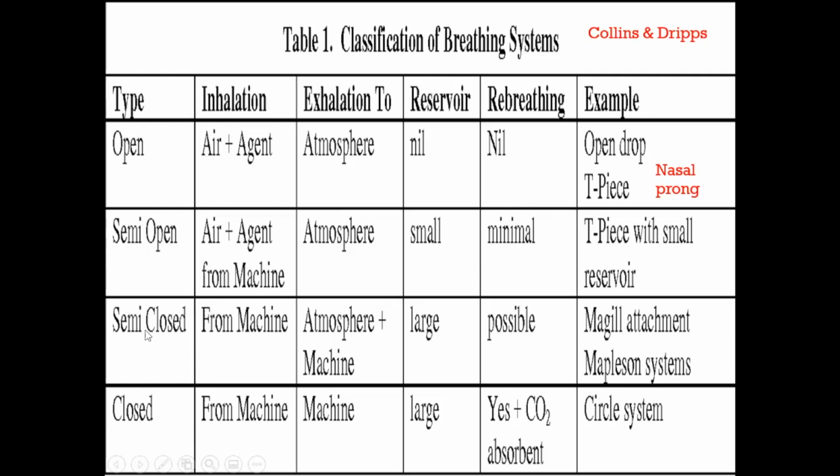Semi-closed is what we are interested in. Semi-closed and closed. These two are what is in practice in anesthesia, because you can't give any inhalational agent in open and semi-open methods. In semi-closed, the inhalational agent is from the machine, and inhalation oxygen, everything is from the machine. Exhalation is to atmosphere and machine.